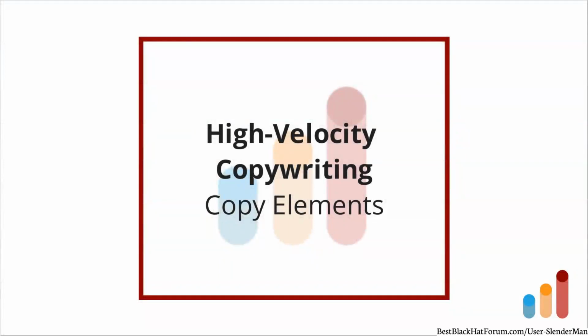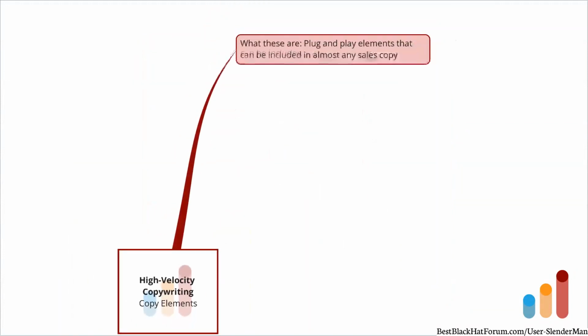Now, let's talk about the copy elements that you can use to write better copy faster. This is Roy Furr, and you are back for your next lesson in high velocity copywriting. And that's right, we're going to look at copy elements. These are the plug and play elements that can be included in almost any sales copy. Wherever you feel fit to put them in, they can make a difference in the persuasive power of your messaging.